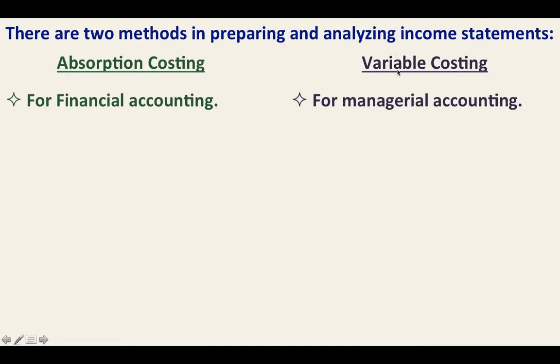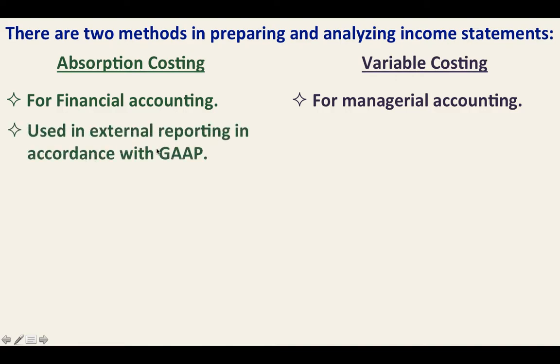Whereas itong variable costing is for managerial accounting, meaning this will be used for analysis, okay? And it is basically for internal use. Ang absorption costing, because it will be used for financial reporting, needs to use the standard of the generally accepted accounting principles. So absorption costing is used in external reporting, so it has to be in accordance with generally accepted accounting principles.